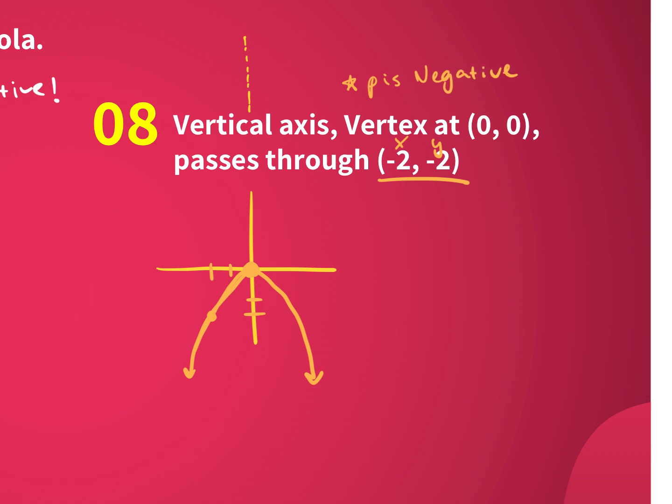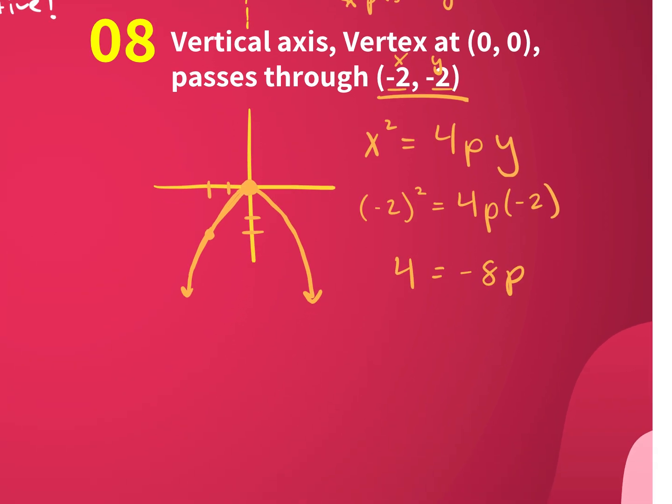But when we solve for p, it's probably going to give us a negative number. And we're using the equation x squared. Up or down, we use x squared. So x squared equals 4py. I'm going to plug in my x and my y. So -2 squared is equal to 4p times -2. So 4 is equal to -8p. Divide both sides by -8. So -1/2 is equal to p.